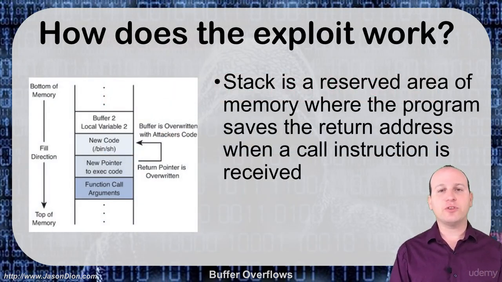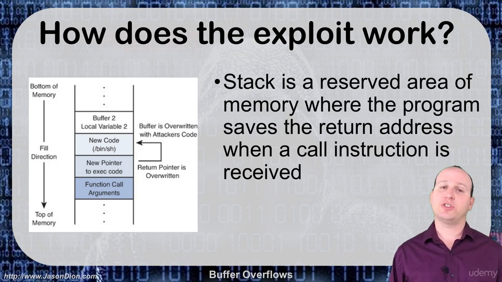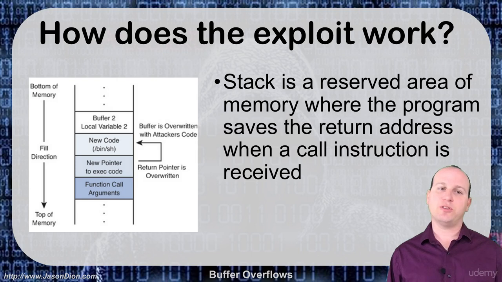Well, the stack is a reserved area of memory where the program saves the return address when a call instruction is received. As you can see here, we have buffer 2 with a local variable 2, and then we have our shellcode that we've put in there. Then we put a new pointer to the shellcode, and that might be where the information used to be. So when the computer goes back there, it's going to see the return pointer that was overwritten and point to my shellcode. As we walk through, this will make a little more sense.